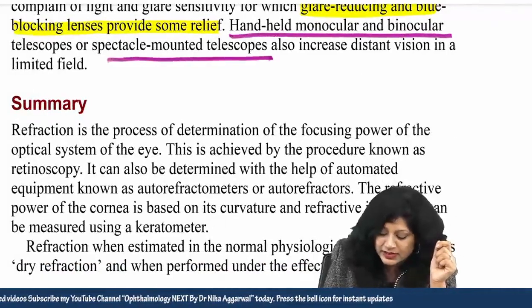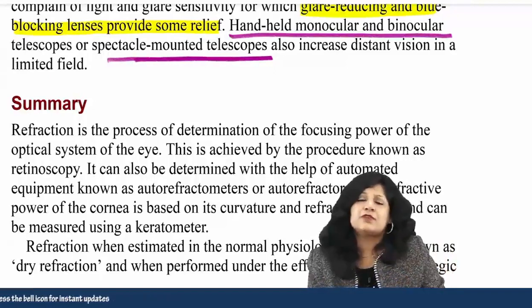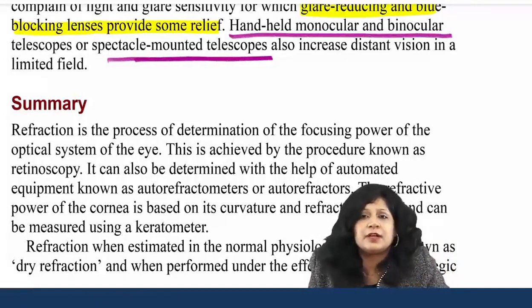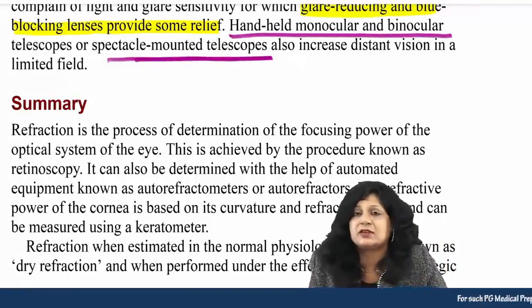These are for your distance vision. So whatever devices are there where you have got the telescope, they are for the distant one, and the magnifiers are for the near vision.